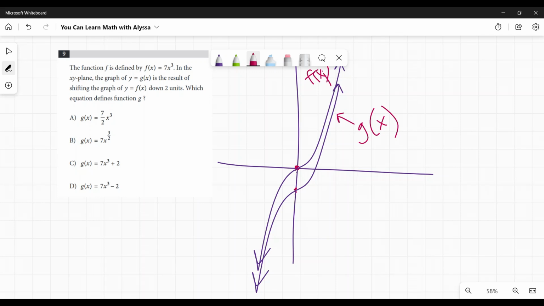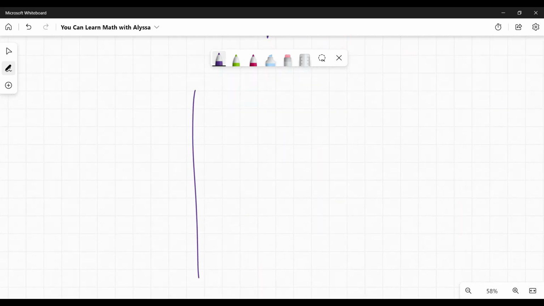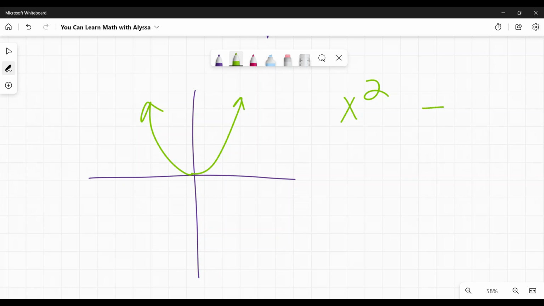Now they're asking, what's the equation for g of x? There's a whole set of rules and patterns that you can memorize for how functions move when you add constants. Those are plain numbers to them. For example, I'm going to scoot down here, kind of give you a quick run through on this. Let's say this is x squared. If I say x squared minus 2, what that does is it moves it down 2 on the y-axis.